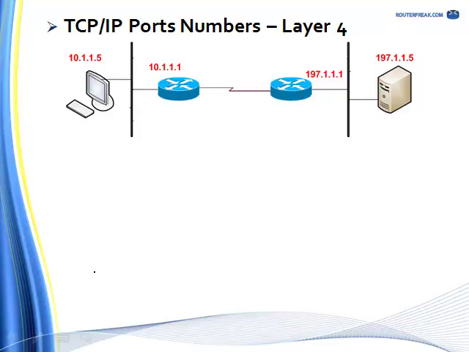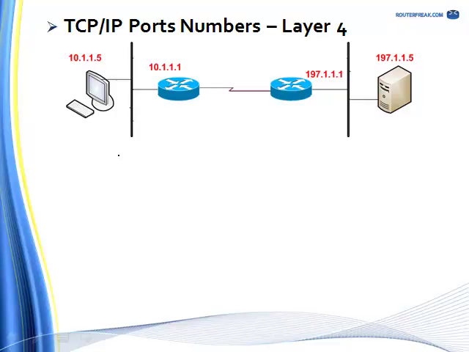TCP/IP port numbers operate at layer 4. We're moving up in the OSI model, up the stack. If you remember, last time we went into how layer 2 and layer 3 addresses, MAC addresses and IP addresses, relate to each other. And today we're going to move up in the OSI layers to layer 4, and we're going to be discussing TCP/IP port numbers.